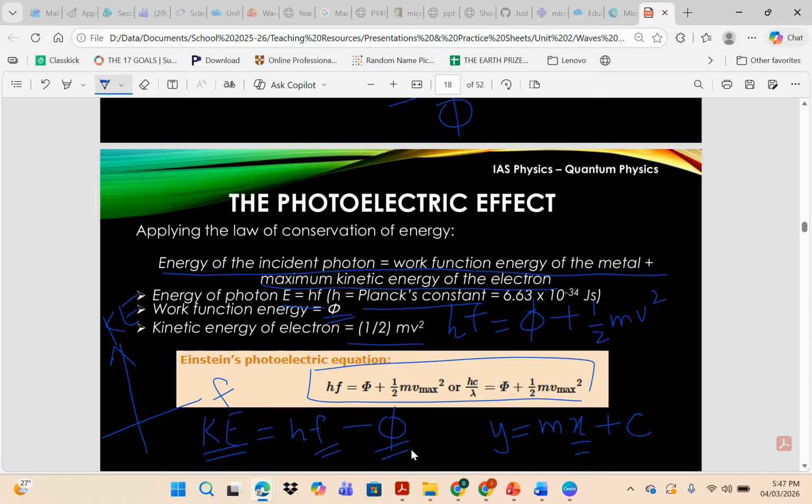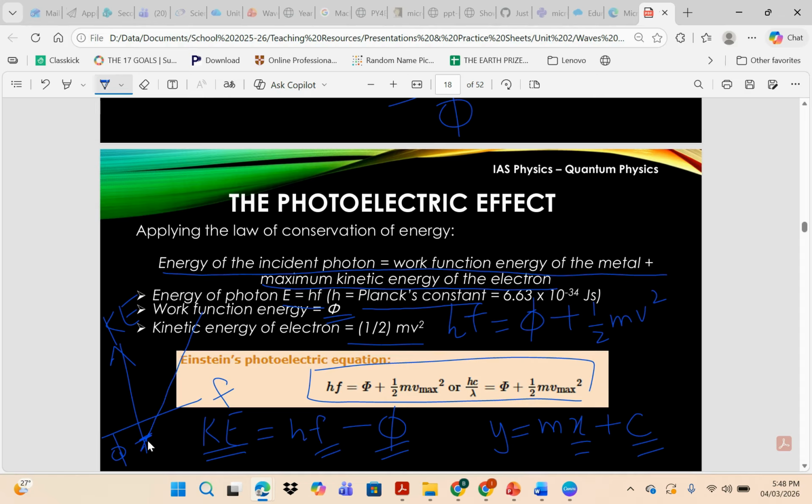So the work function here is basically a constant, and according to our equation, it has to be the y-intercept. It is a negative y-intercept, which means it will lie somewhere here on the negative side of the y-axis. So, as expected from comparing the equation to y equals mx plus c, the kind of line I expect is a line with a positive gradient and a negative y-intercept. So I expect to get a line like this.